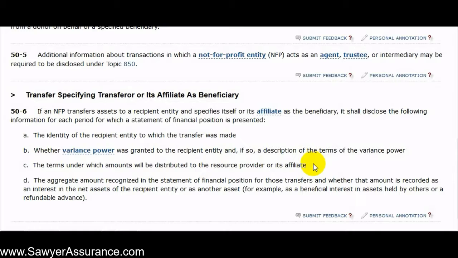And the final disclosure that we need to make is the aggregate amount that's recognized in the statement of financial position for those transfers, and also how we recorded that amount. So did we record it as an interest in the net assets of the recipient entity, or as another asset? You remember from prior sections that we're required to record it as an interest in the net assets of the recipient entity. It could be named something different. For instance, it could be a beneficial interest in assets held by others, or it could be named as a refundable advance. So we would need to specify in the footnotes exactly how much we have sent to the recipient entity, and also the name of the account that contains that amount.